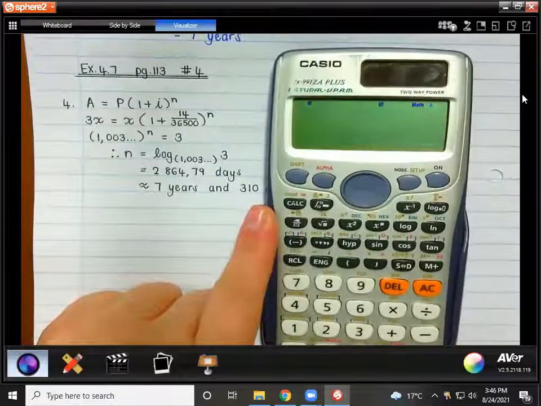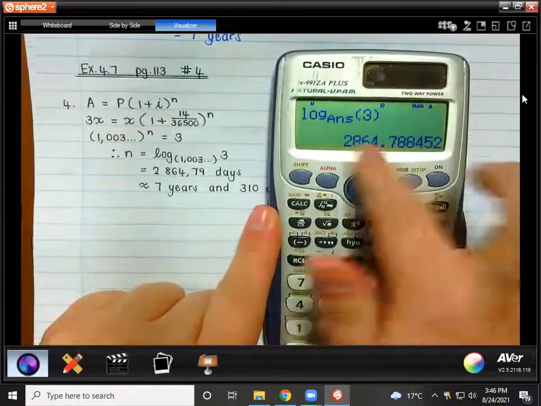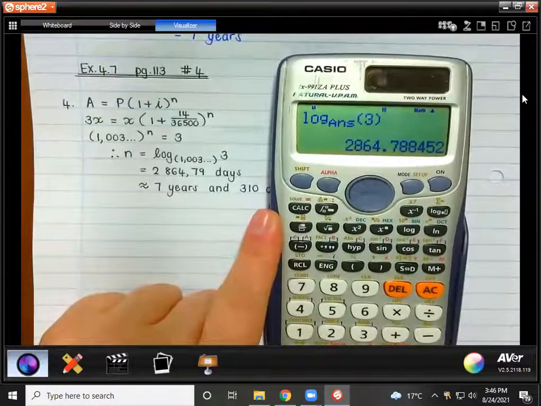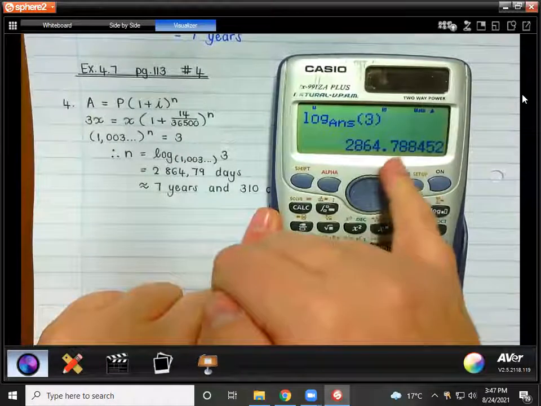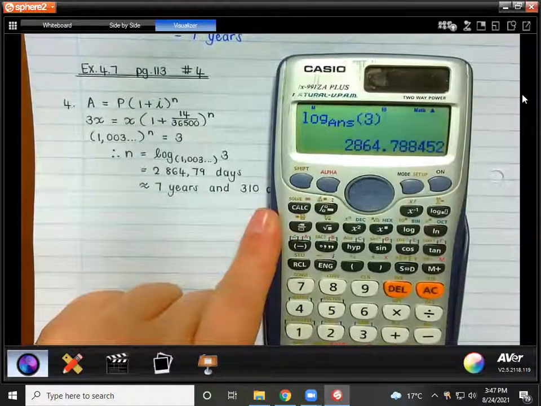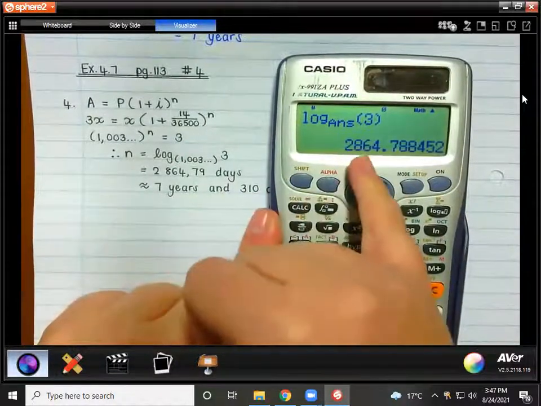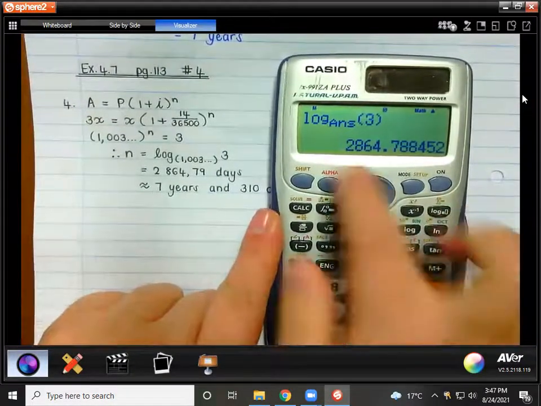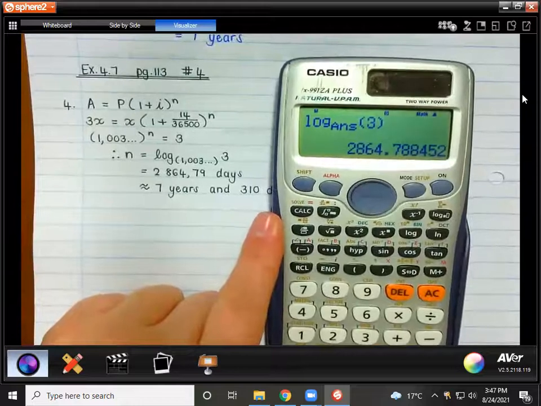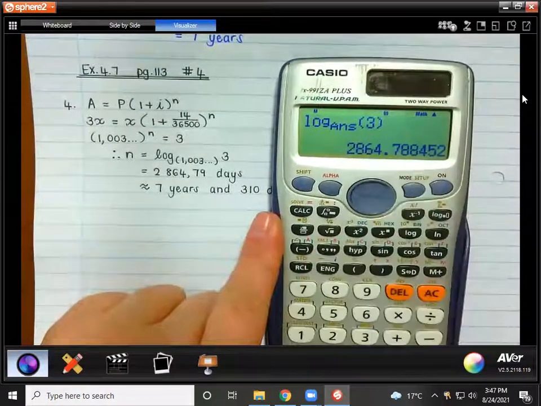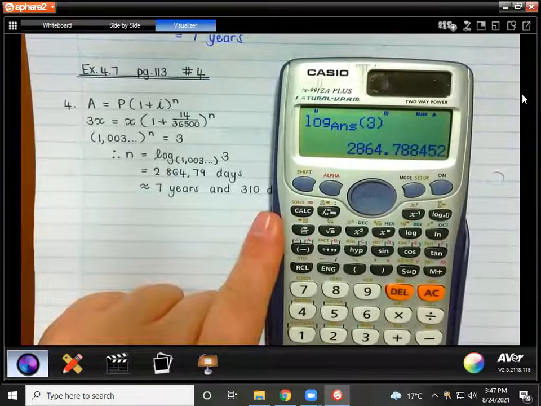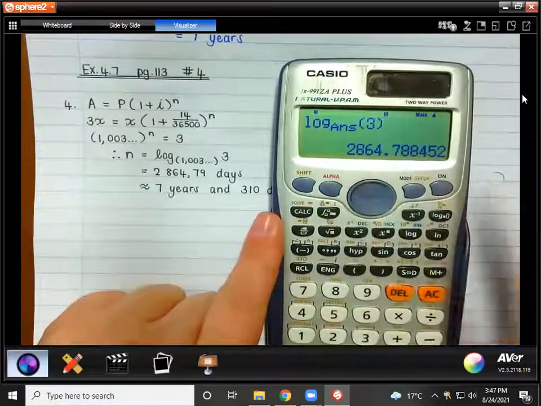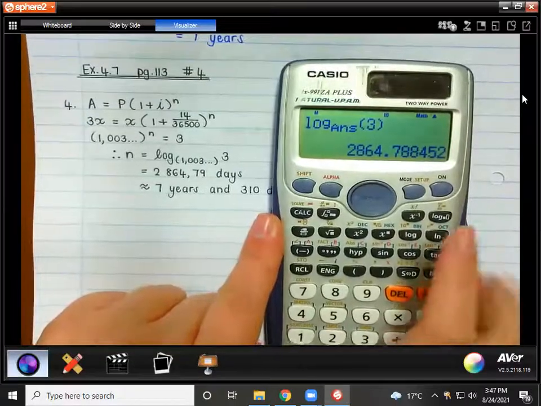Now we get this, but guys, n is the number of days, right? Because it's compounded daily. So 2,865 days, basically. Can I say that it's 2,864 days? Would it have reached that amount after 2,864 days? No, all right? It's within that day that it triples. So you would have to round up. So guys, you could write down 2,865 days and then convert it back to years.